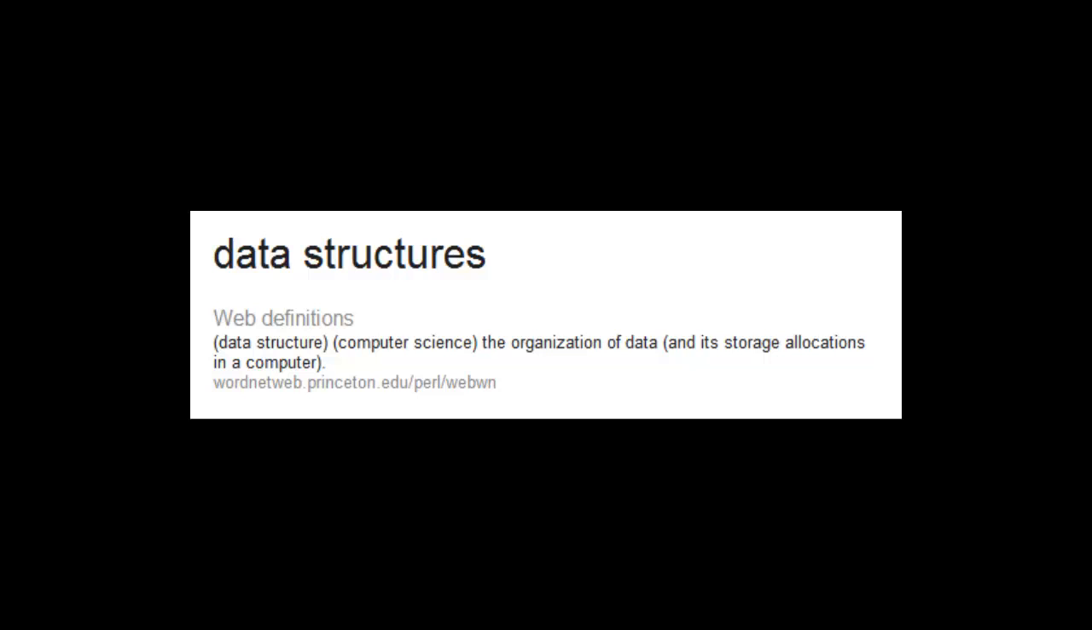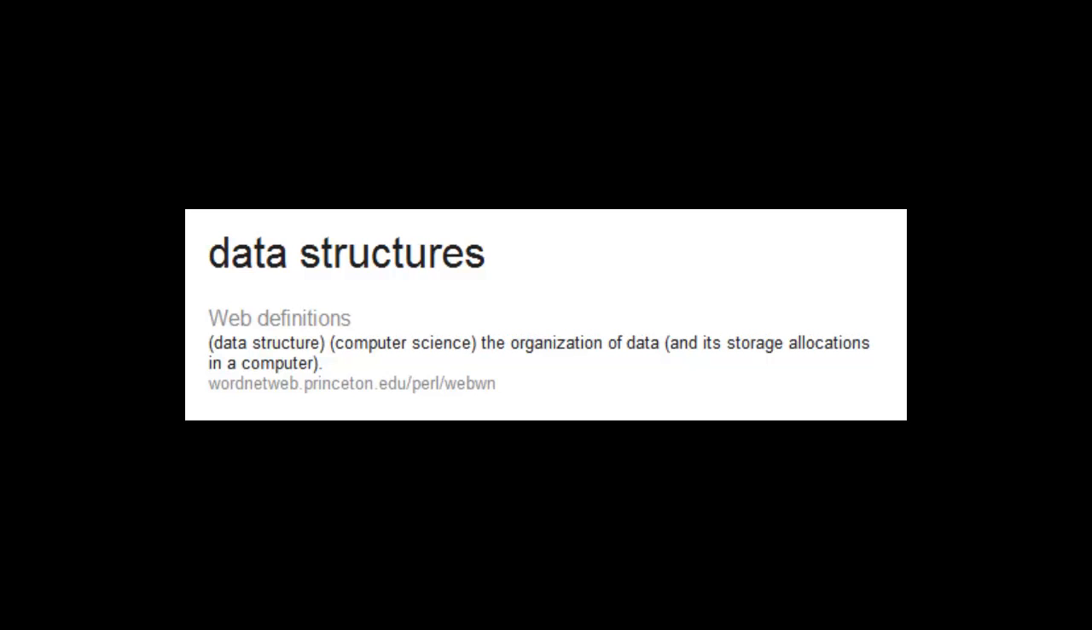If we look up what a data structure is on Google, we get this: data structure in computer science, the organization of data and its storage allocation in a computer. Let me just paraphrase that so we don't have to read the whole thing. In computer science, a data structure is a particular way of storing and organizing data in a computer so that it can be used efficiently.